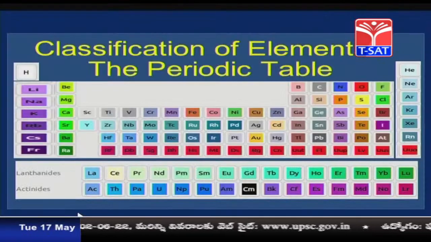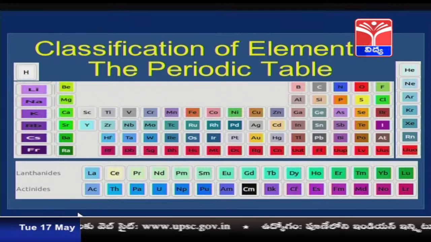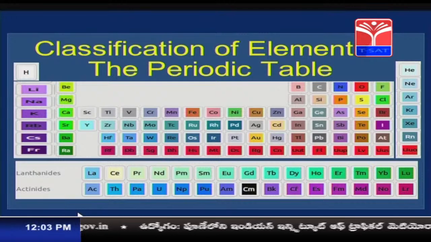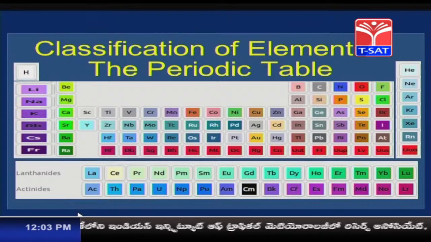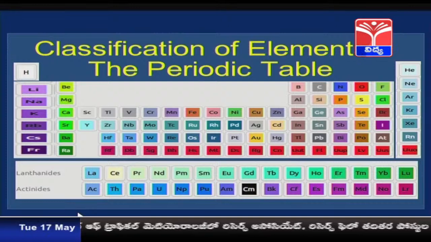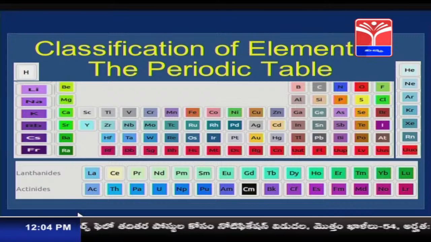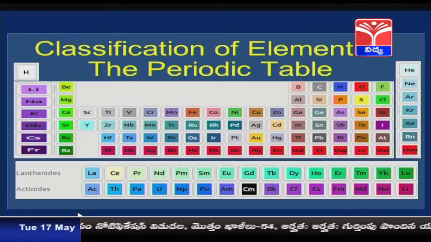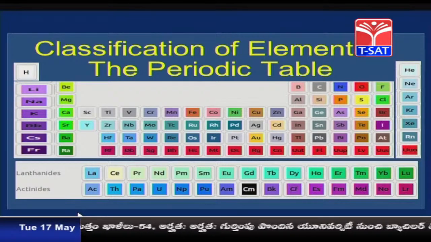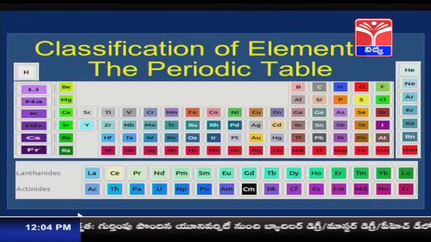Now, it is the modern periodic table which we are finding nowadays, but there is a lot of history behind it. Now, we will discuss that history and how we got the evolution of this periodic table. This is a modern periodic table.